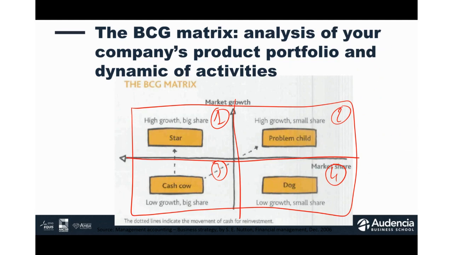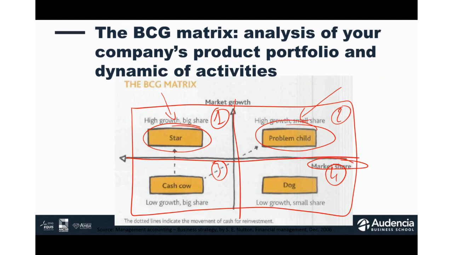At the beginning of the life of a product, we are supposed to be a star or a problem child. It depends: if you are the first company on the market, you created the market. In this case, you are a star. If you enter the market after the other competitors, you are a problem child. So it's because of the market share, okay?